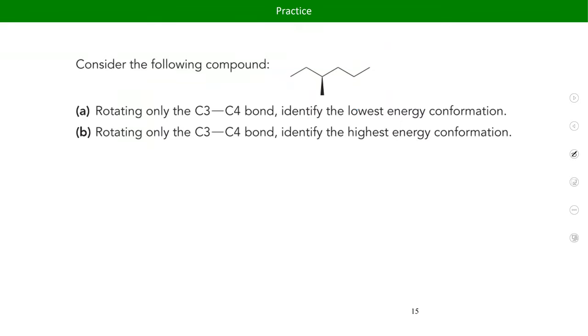All right, so let's do some more practice. Rotating only the C3-C4 bond, which is that one, identify the lowest energy conformation. So start by drawing it the way it is. And if you care mostly about C3, C4, pick one of the directions. It doesn't really matter which one you draw in front, which one you draw behind for answering this question.